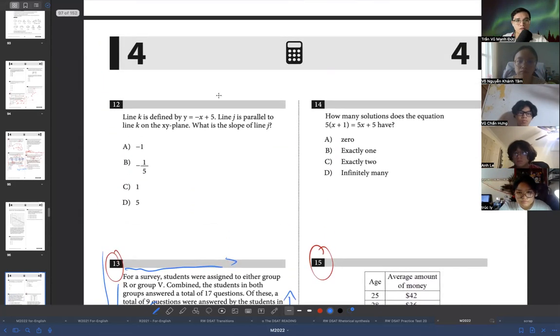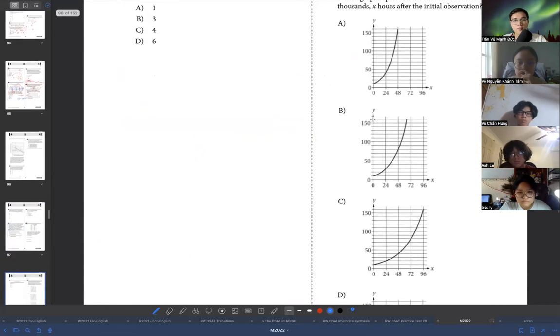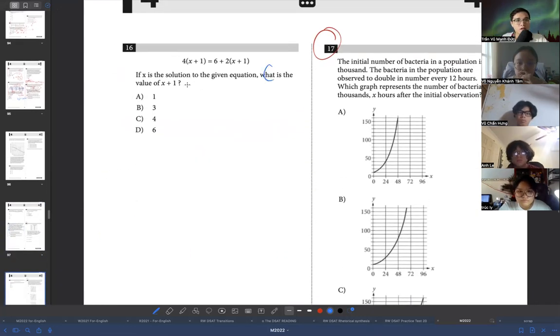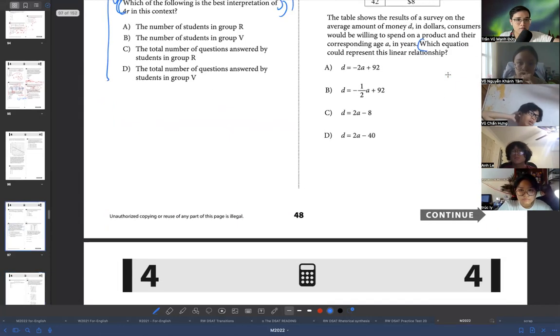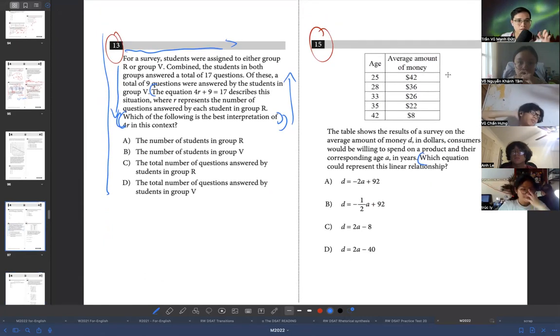And this one is also the slope. You just need to read this, okay? The equation, and especially for these kinds of questions, what is the value of x plus 1? This is why you have to read from bottom up, because the very last sentence on the SAT is the most important sentence. For example, this one also: which graph represents the number of bacteria in 1,000 X hours after the initial observation? If you just read the last sentence, you can also just answer it. But if you can't answer it yet, then you have to do it the other way around. You just read from bottom up.